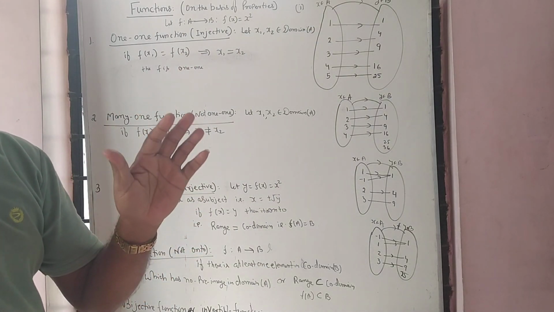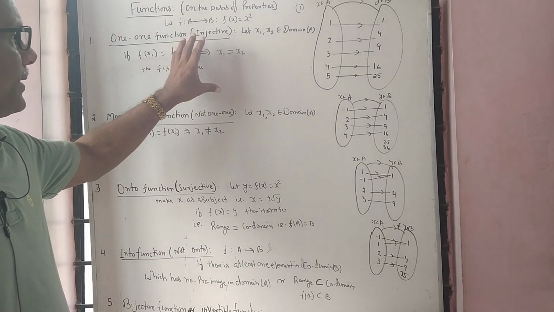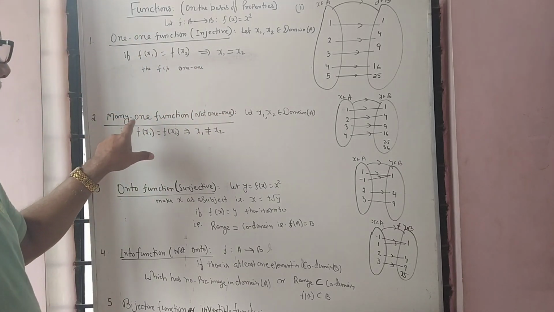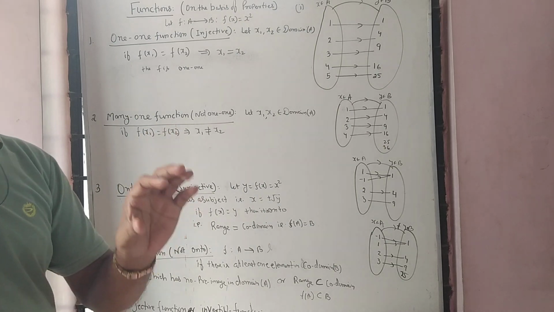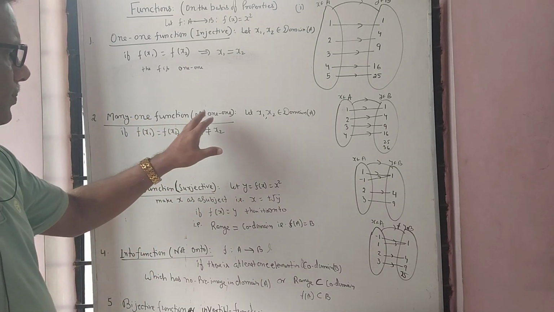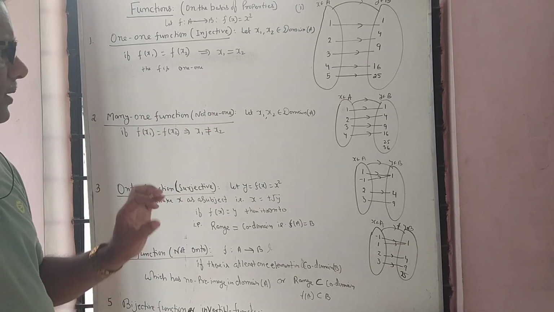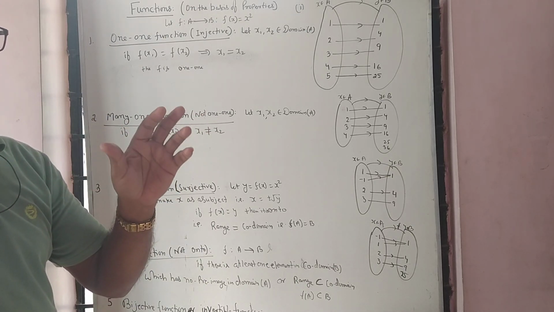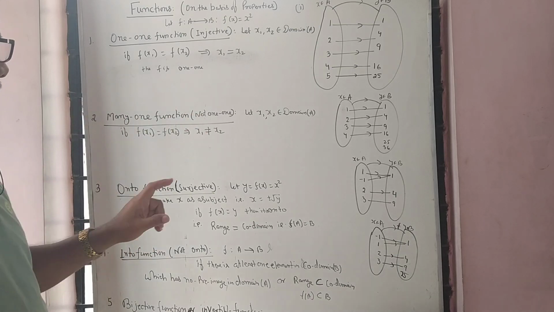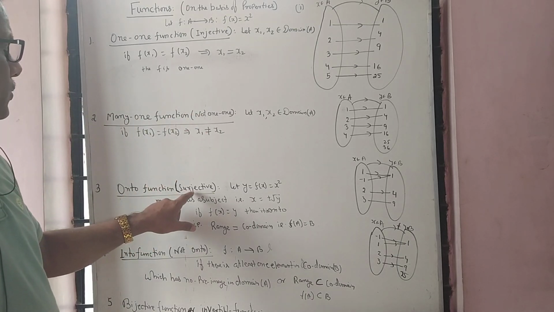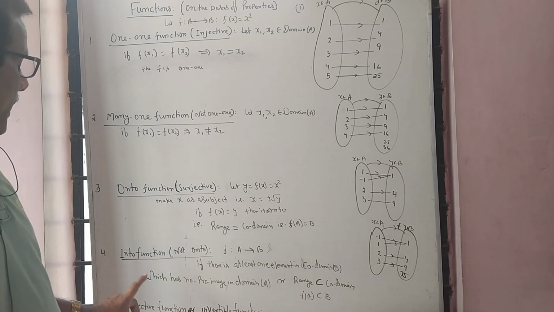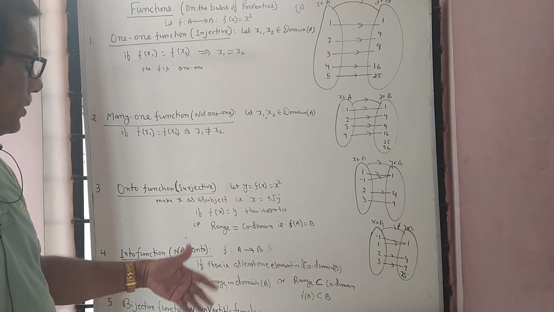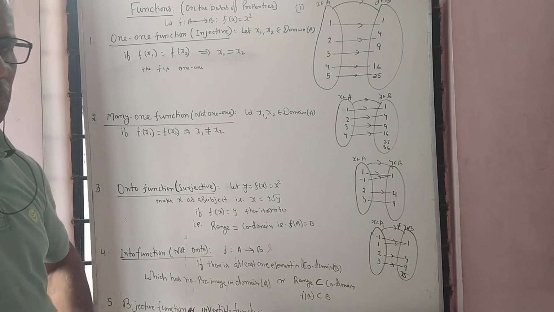1-1 functions are also said to be injective. Next is many-one function. Actually, the functions which are not 1-1 are said to be many-one functions, that is, the functions which do not satisfy the condition of 1-1. Onto function is also said to be surjective. And next is into function, the function which is not onto.